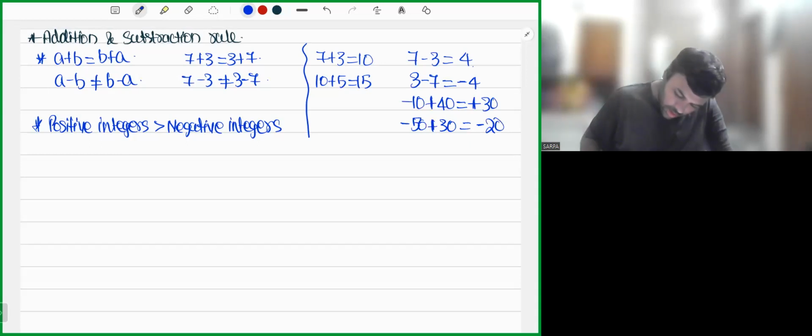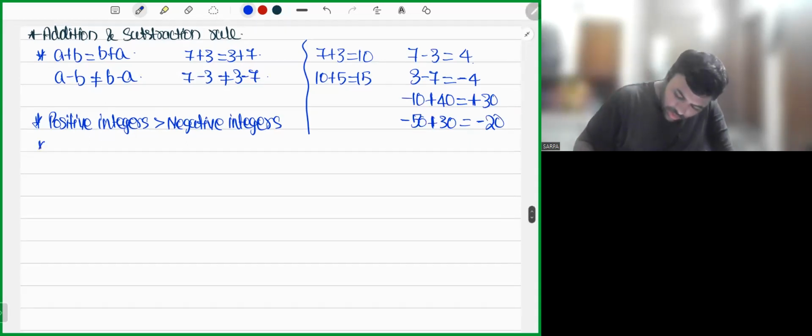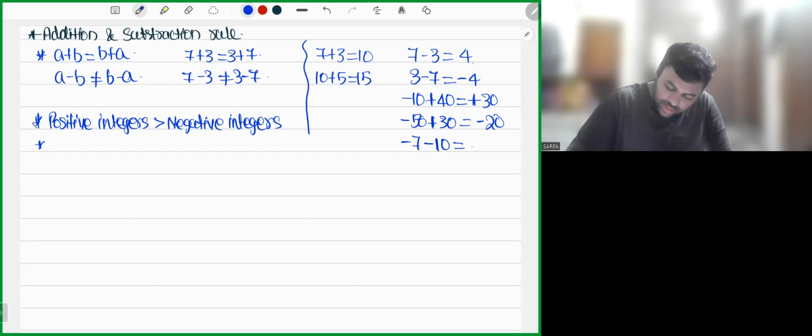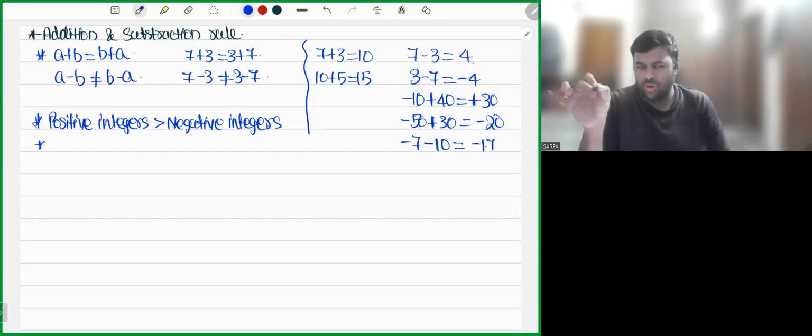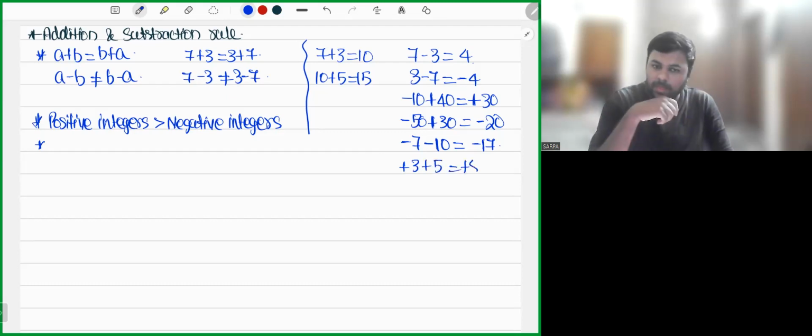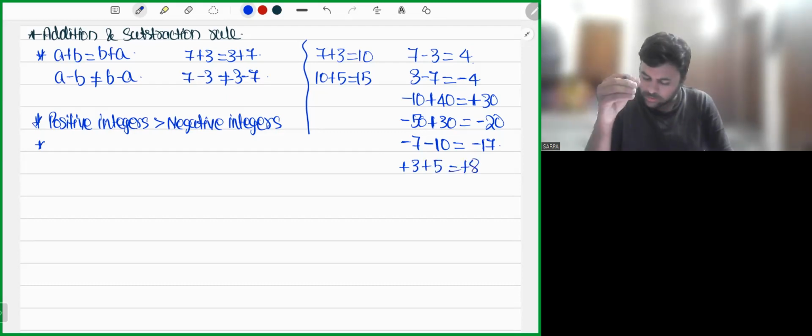Next step. Now, sir, what if it is like this? Minus 7, minus 10. Both are having same symbols, right? If both are having same symbols, I'll write it as minus 17. There is no issue. You can directly add them. Okay. Now, I'm having plus 3 plus 5. What will you write? Plus 8. Okay. So I hope these points are clear.